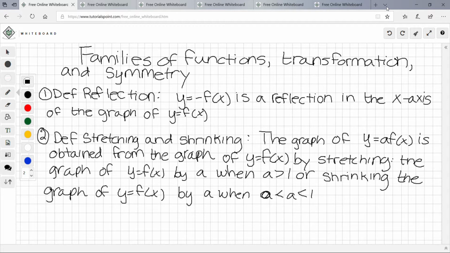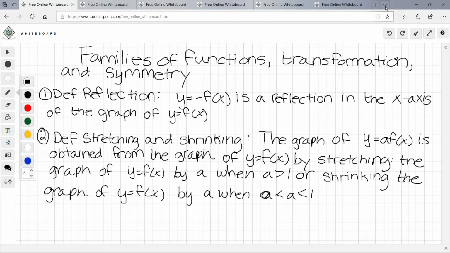So one rule for the definition of reflection is y equals negative f of x is a reflection in the x-axis of the graph of y equals f of x. And then the definition of stretching and shrinking: the graph of y equals a times f of x is obtained from the graph of y equals f of x by stretching the graph of y equals f of x by a when a is greater than 1, or shrinking the graph of y equals f of x by a when a is greater than 0 but less than 1.